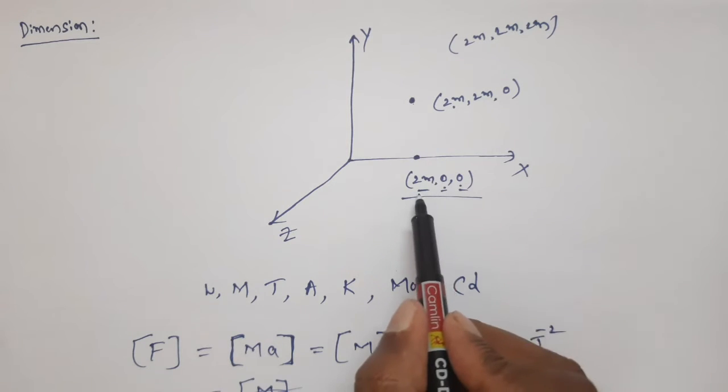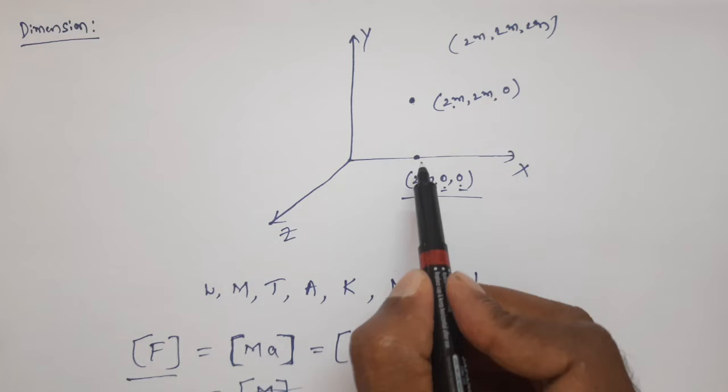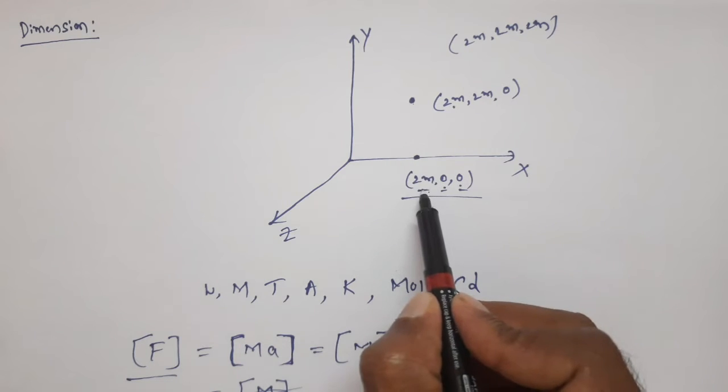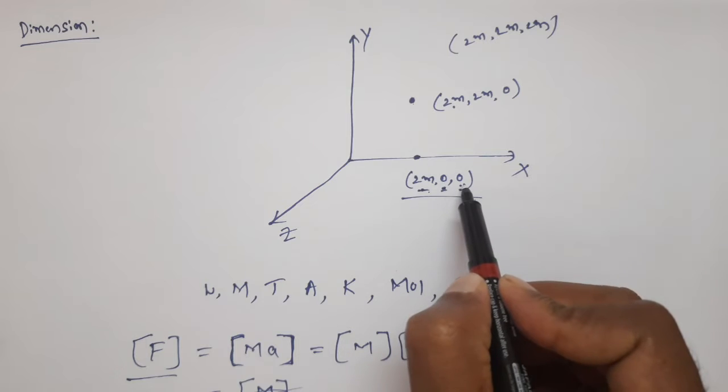For a point, we are writing 3 values like this, right, in the space. In a similar manner, for any physical quantity, we can represent that physical quantity in terms of fundamental physical quantities like this. That means the dimensions of F are 1 in mass, 1 in length, and minus 2 in time. Like this, if you take a point here, what is the x coordinate? 2 meters, and the y coordinate is 0, and the z coordinate is 0.